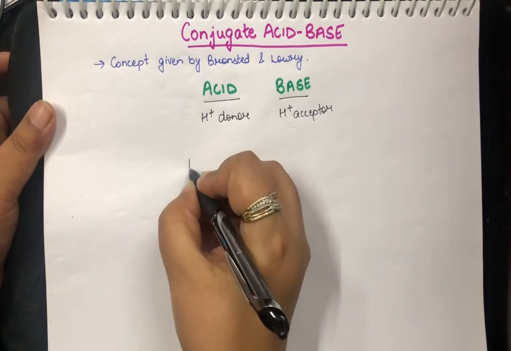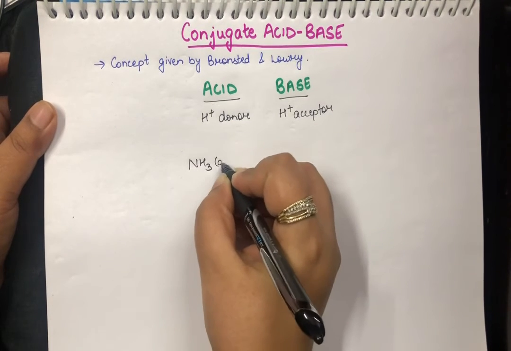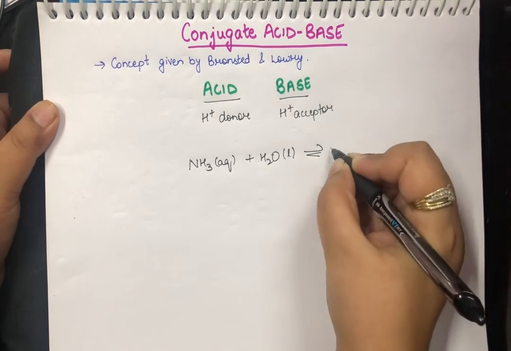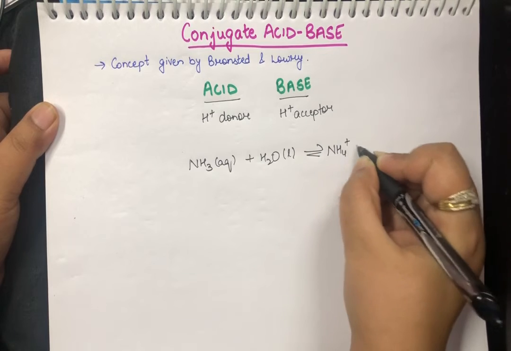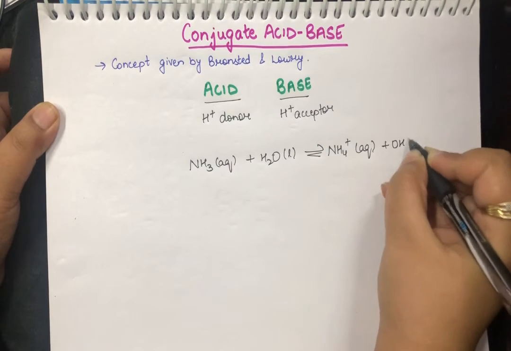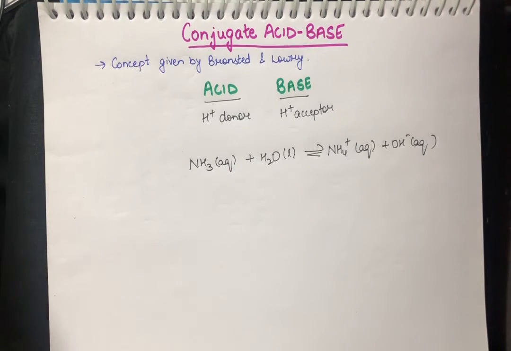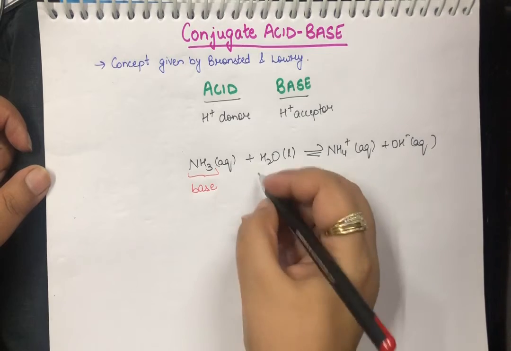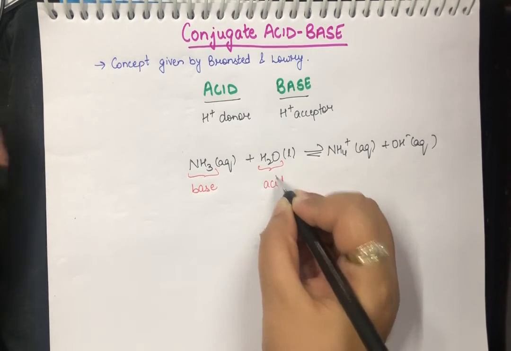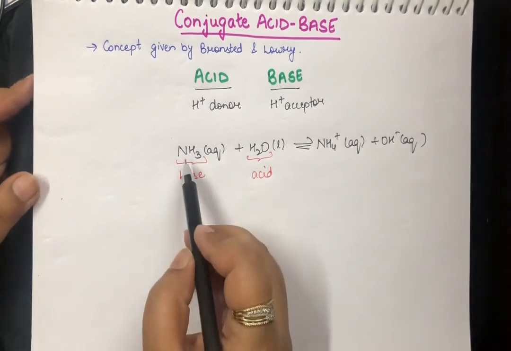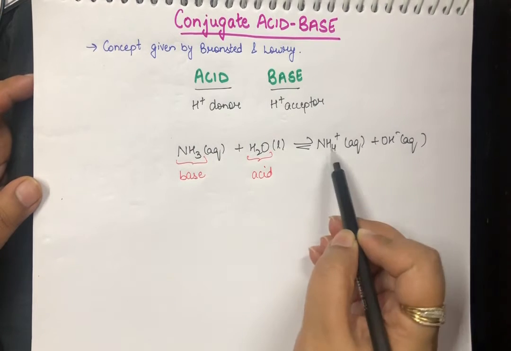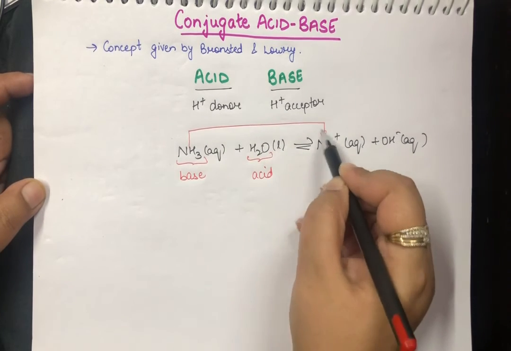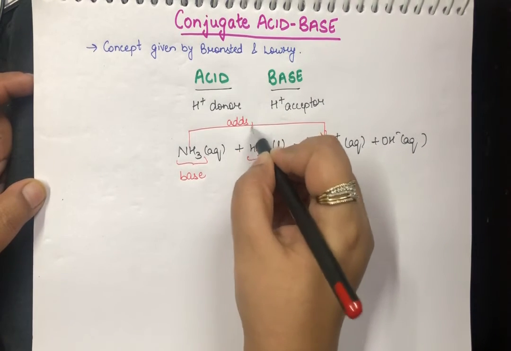Now take an example. Let's say I take ammonia in water. So what will I get? I will get ammonium ion, aqueous, and OH minus, aqueous. Now what has happened here? We all know that ammonia is a base, and here we are treating water as an acid. Now if you see here, this was NH3 and here it has become NH4 plus, which means that ammonia has added a proton.